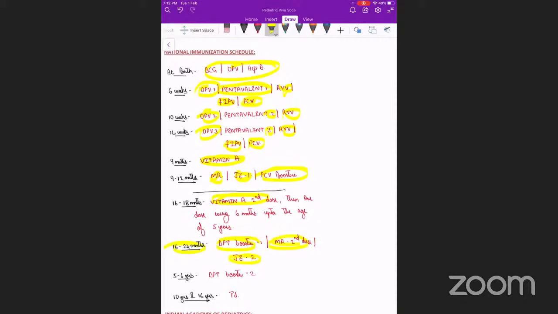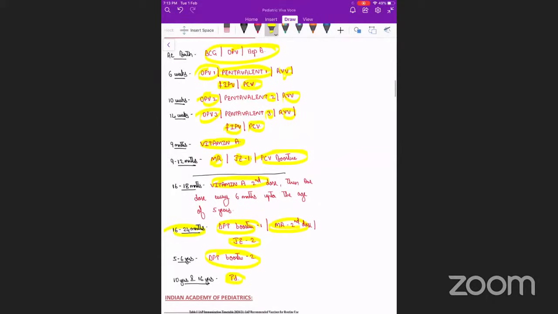Between 5 to 6 years, we give second booster of DPT. And at 10 to 16 years, we give TD. Okay. So that is the national immunization schedule. If you guys want, I'll repeat it once again.